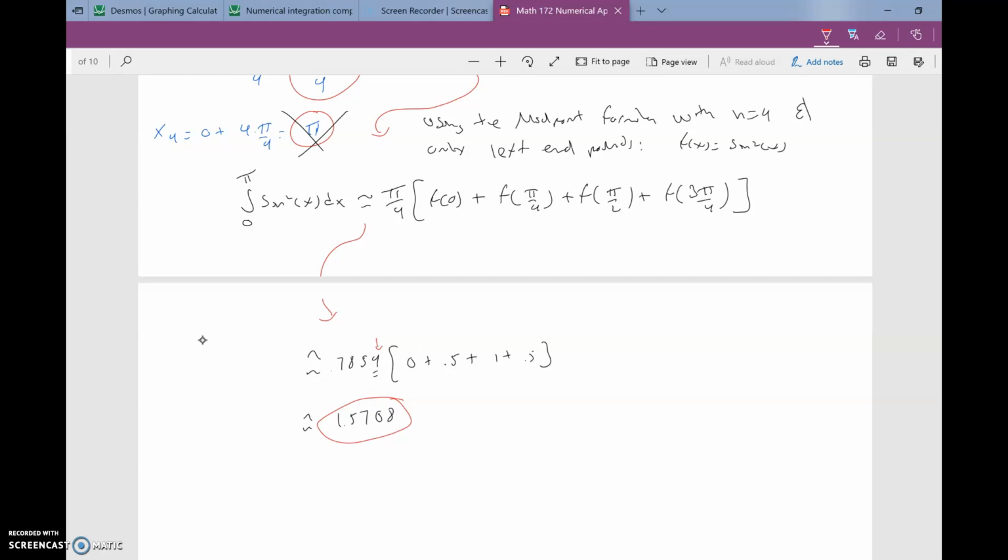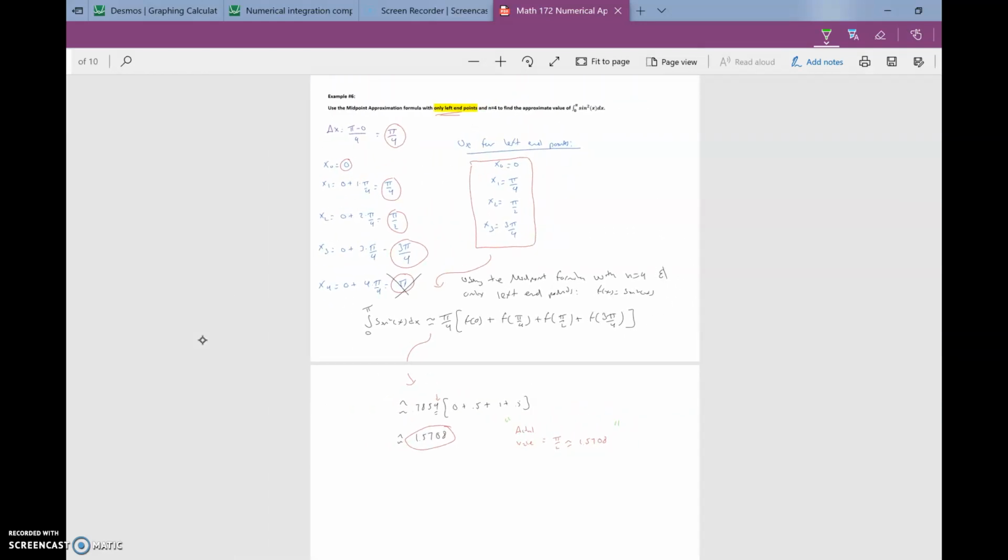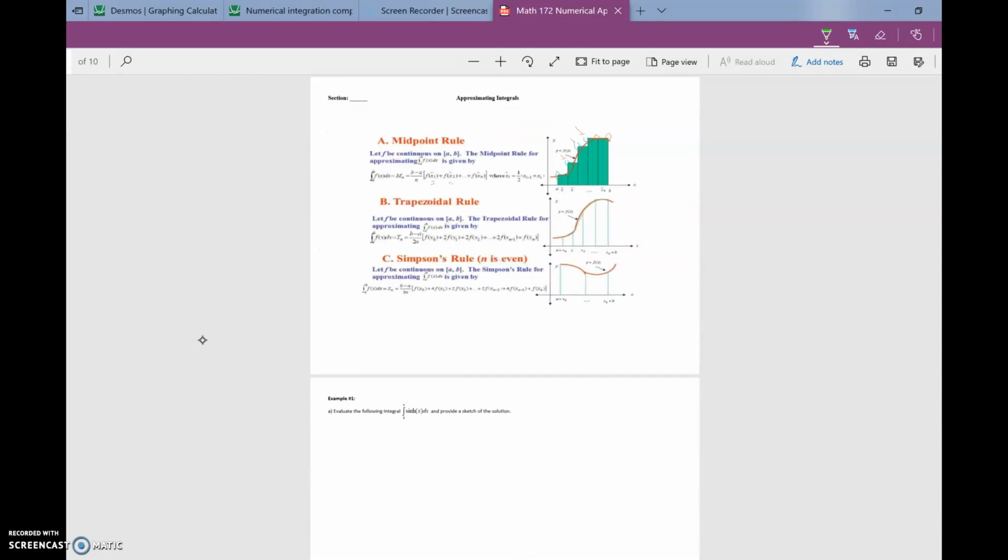which the actual value was exactly pi over 2, which is approximately 1.5708. And as I mentioned before, this is just a different variation of the formula. And in essence, what they're doing is asking us to use the formula, but instead of using the midpoints, just use the values on the edges.